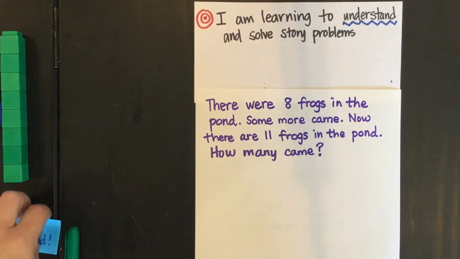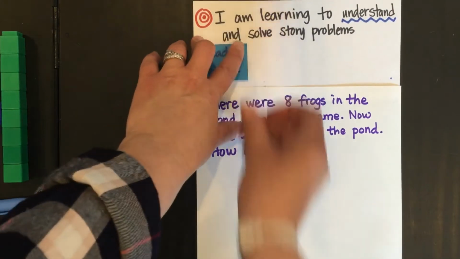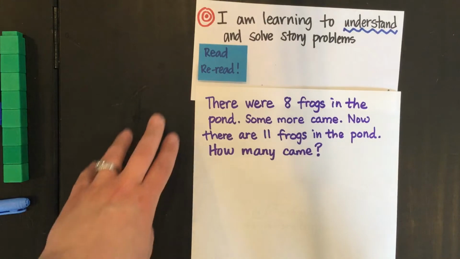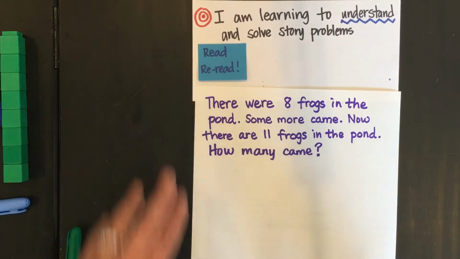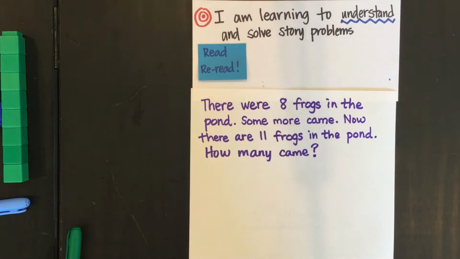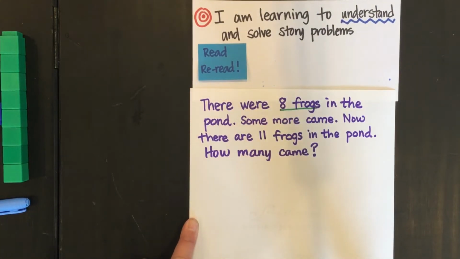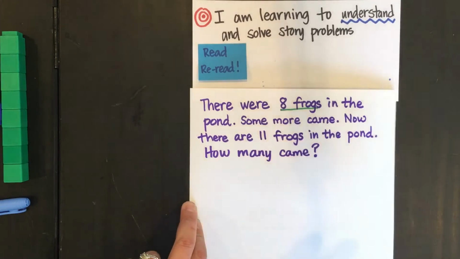And the way we do that, the first and probably most important thing that we can do, is we are first going to read and then reread the story. That really helps us understand what's going on in this story problem. There were 8 frogs in the pond. And sometimes I even like to underline some things as I'm reading that hop out at me. There were 8 frogs in the pond. Some more came, and now there are 11 frogs in the pond.